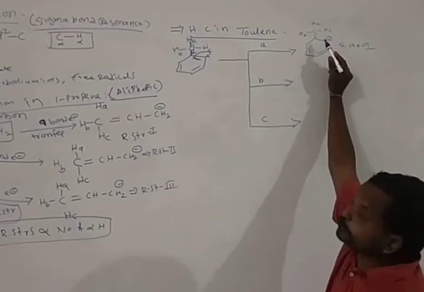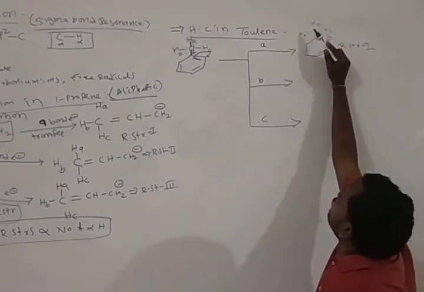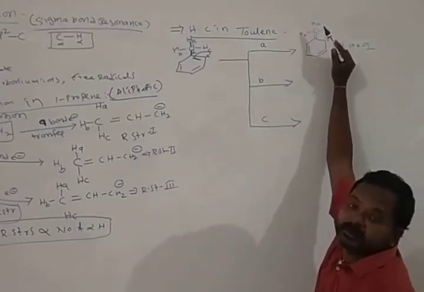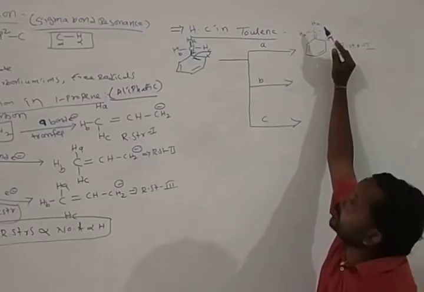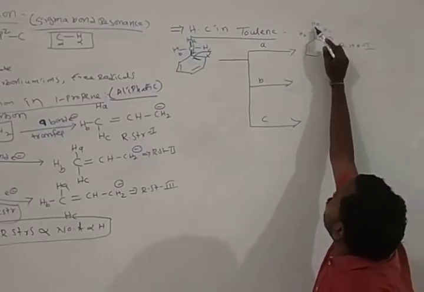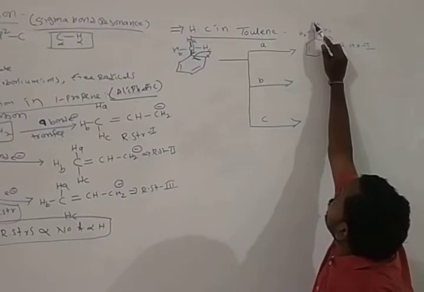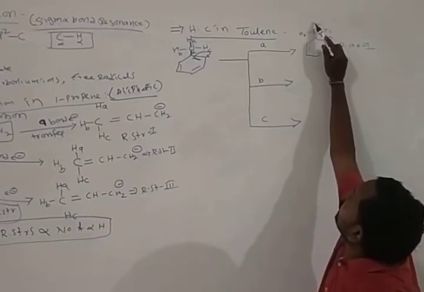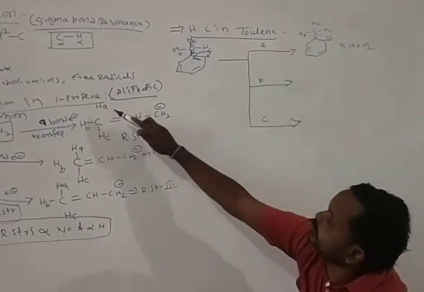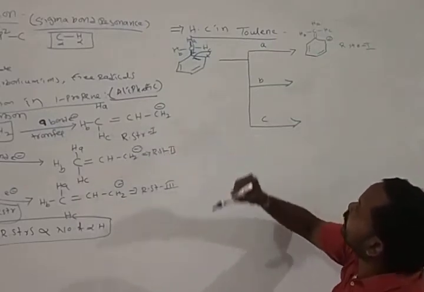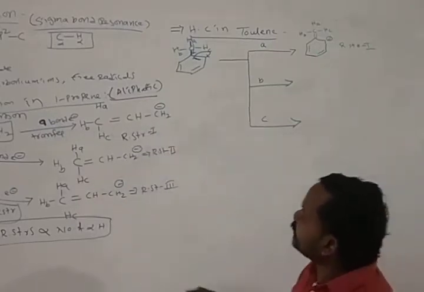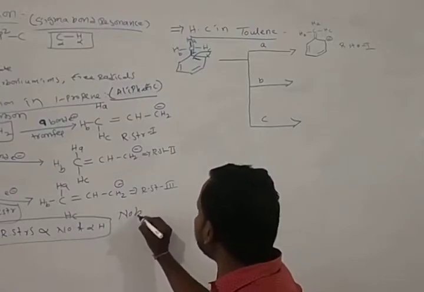Here see, after the completion of the transfer of the alpha carbon hydrogen sigma bond electrons, there is no bond between hydrogen and carbon. Here also, there is no bond between hydrogen and carbon. That's why it is also called no bond resonance.